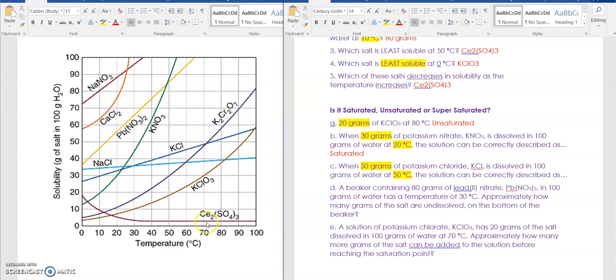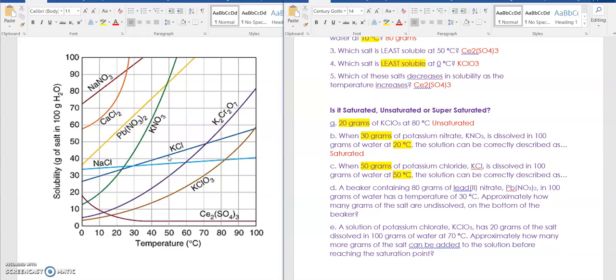So I want to go to my 50 degrees and I want to make sure that I know what chemical compound I'm looking at, potassium chloride. So I want to trace up to potassium chloride, which is right here, this dark blue line. And I can see on my solubility curve that at 50 degrees, 100 grams of water could hold about 42 grams of potassium chloride.